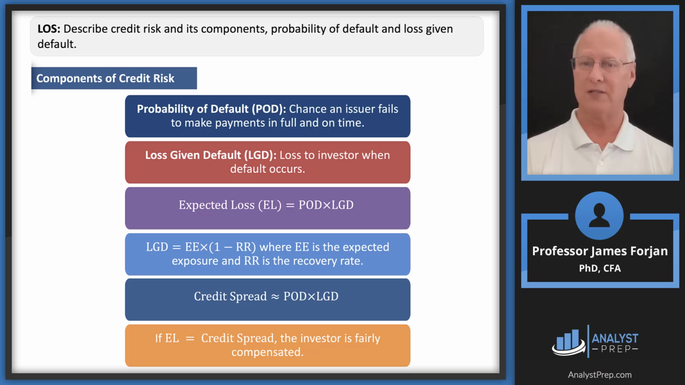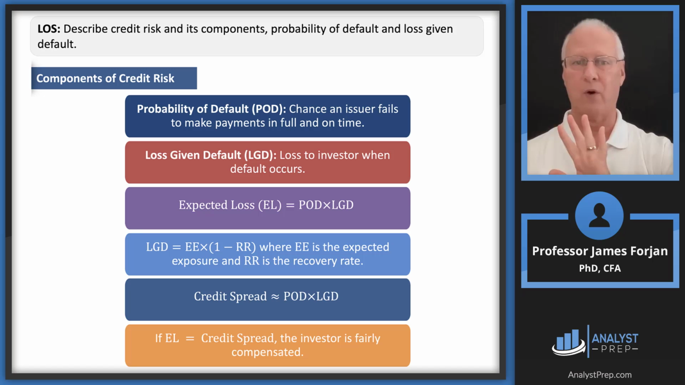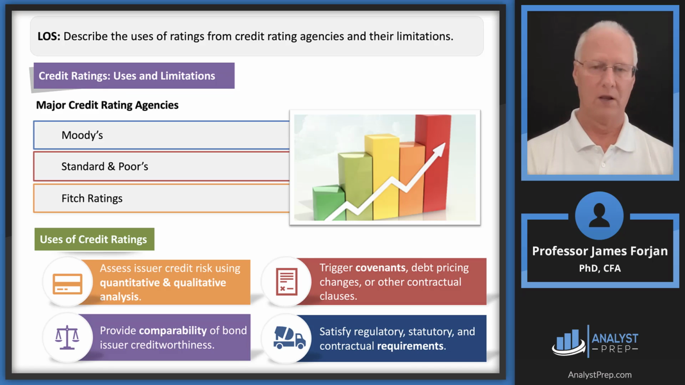Now we can bring in this concept of a credit spread. Notice we have squiggly lines there. That means it's approximately equal to the same thing as expected loss. And so look at the bottom orange. This is the great exam question. If the expected loss is equal to the credit spread, then that lender is fairly compensated through all of the numbers that we went through in this example. So this is a great exam question. Just remember my Rockefeller example.